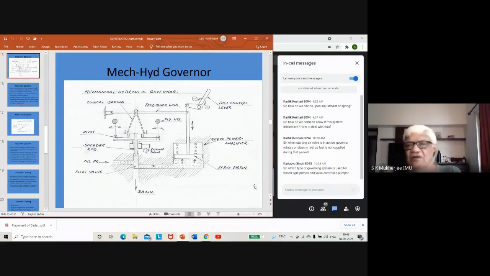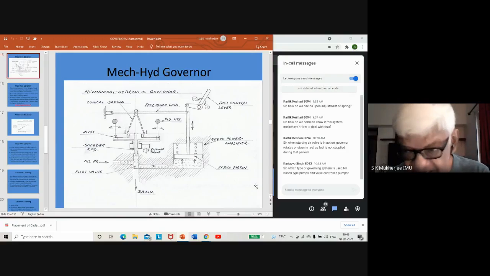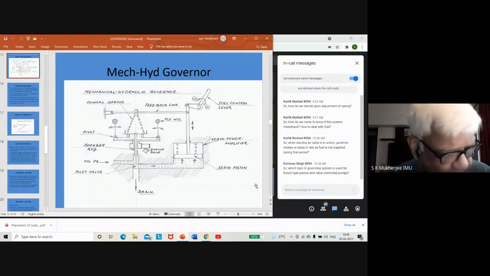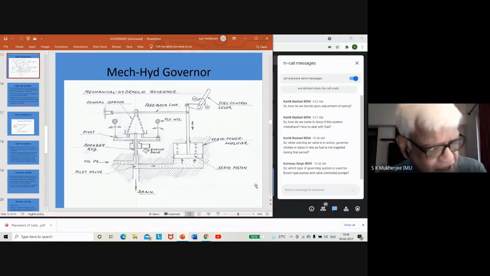Okay, Kartavya has got a question. Which type of governor is used for Bosch type of pump? Both. Any governor can be used for both of them. Usually UG8. If you want the number, I can tell you something a little more about governor.